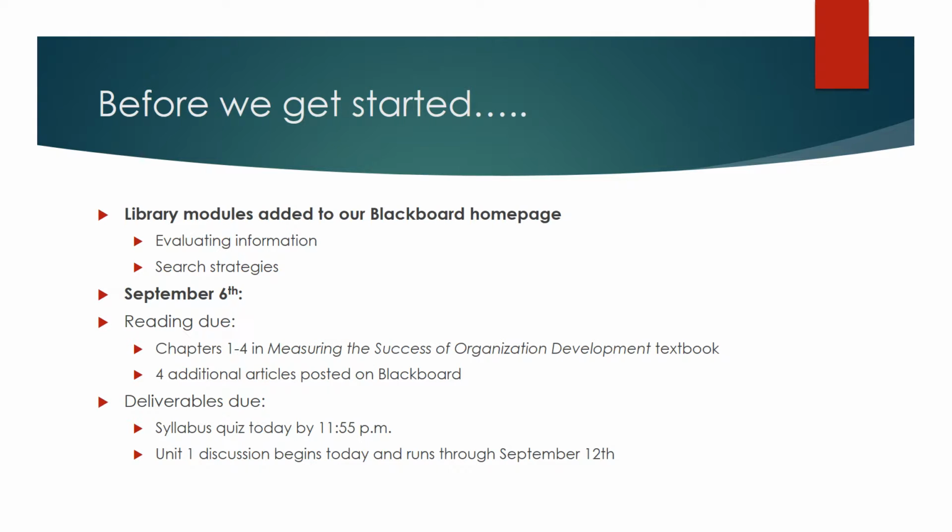The deliverables that are due: the syllabus quiz is due today, September 6th, by 11:55 p.m. Again, it's only 10 questions, true or false. It shouldn't take you very long. If for some reason you didn't get a question right, you can retake the syllabus quiz as many times as necessary in order to earn the full credit. Also, our Unit 1 discussion begins today and runs through September 12th. There is more information that I've posted on this assignment as an announcement, so make sure that you check that out and get involved in the discussion.